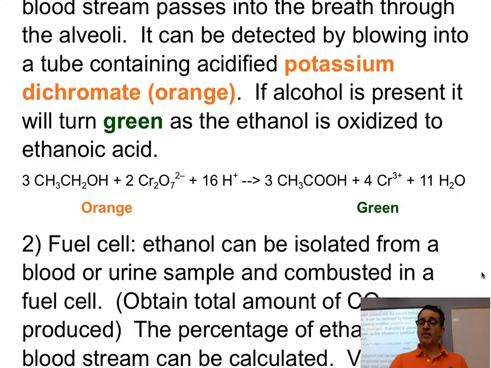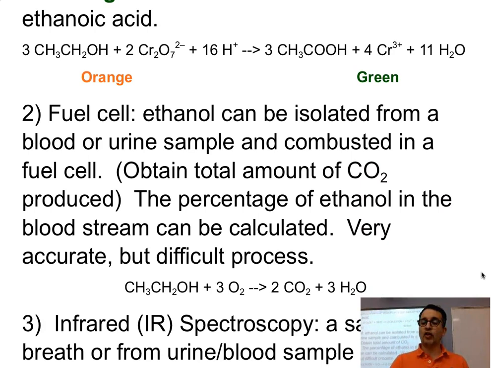The second type of method that we can use is to isolate the alcohol that is present in your bloodstream. We can take a sample of blood or a sample of urine and actually separate the alcohol and then burn that alcohol in what is called a fuel cell, to very exactly measure the amount of alcohol that was in that sample, and therefore we can get the concentration. This is very accurate, but costly and difficult to do, so normally we use other methods rather than the fuel cell, even though it's the most accurate method there is.